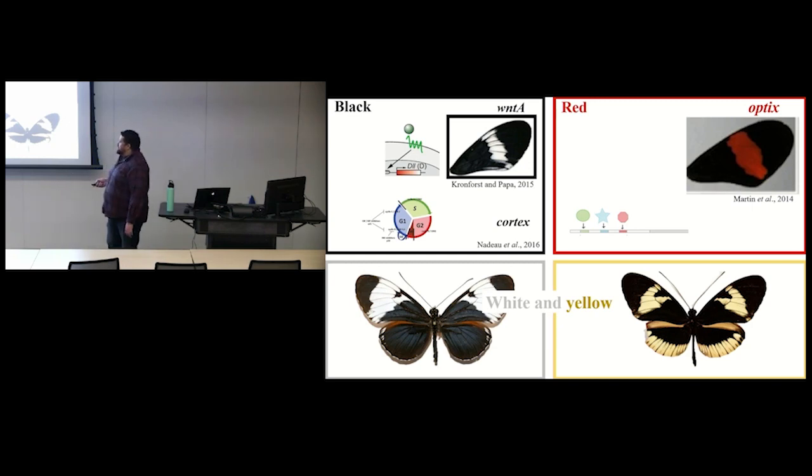And white and yellow, through research in the Kronforst lab, which is the lab that I was part of, was identified to be controlled by this gene called aristaless. So most of the talk will focus on aristaless in just a second, but I just wanted to show you that pigmentation can be diverse, but also can be very simplified when you think about just the genetic elements that are controlling this process.